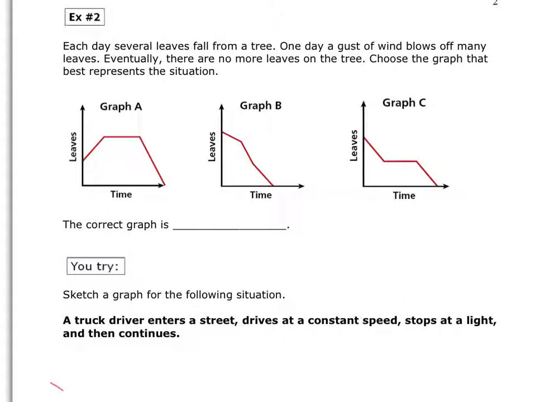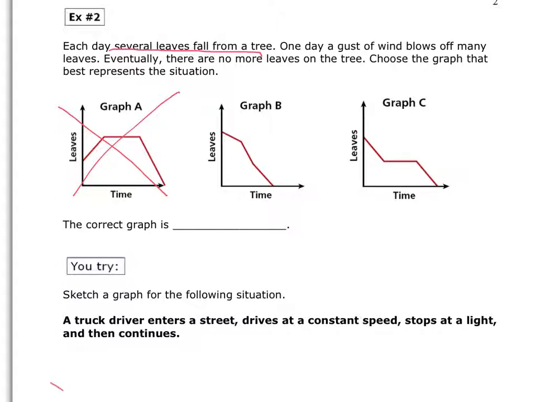All right, so we're going to read the scenario, pick out keywords, and decide which graph goes with it. It says, each day, several leaves fall from a tree. So that's a keyword for us. Several leaves fall from a tree, so we know leaves are going down. Since in graph A the leaves are going up at the beginning of the graph, we know this graph is not correct.